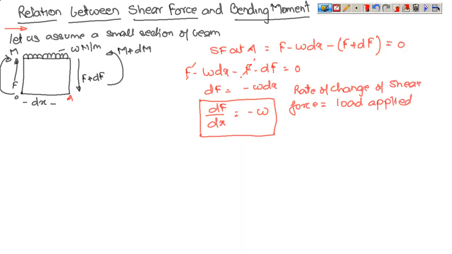The rate of change of shear force is equal to the load applied. Now similarly, let us find out BM at A. So if you find out BM at A, so F into dx, this is F into dx. The nature is clockwise, so clockwise moments are positive. So this F into dx is positive. You have a clockwise moment here, so this is plus M.